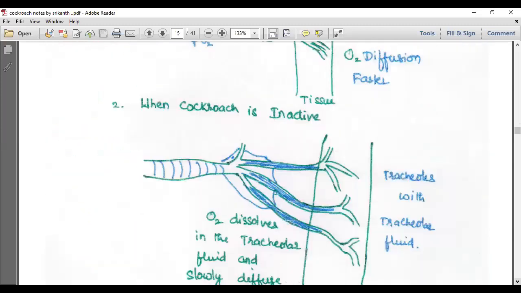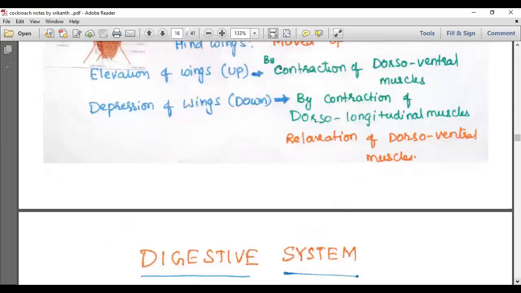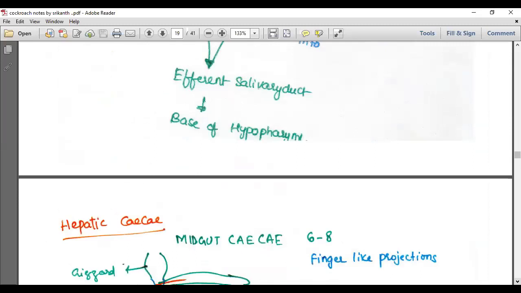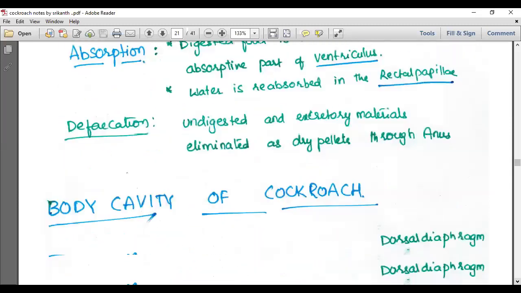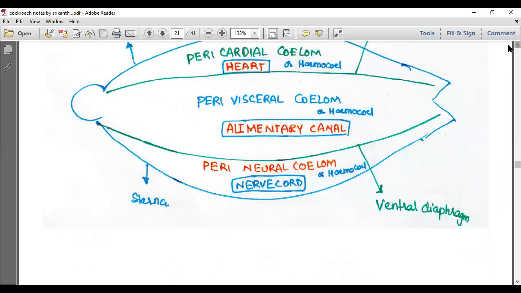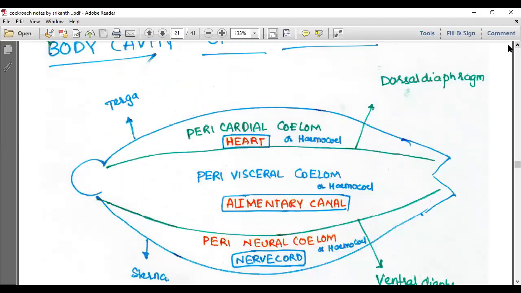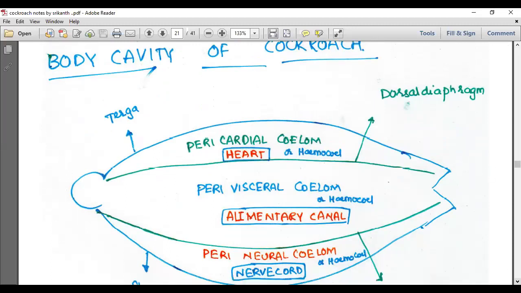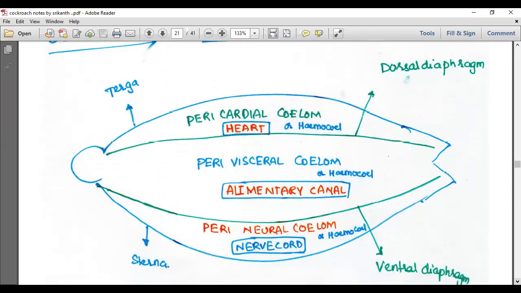Let's take more information about the body cavity. We entered the body cavity, so just take a look at the body cavity of cockroach here. We'll get a full idea of the body cavity. This is the body cavity of cockroach. See, there are compartments in the body cavity, isn't it?